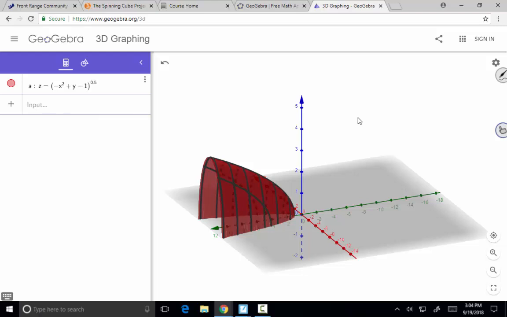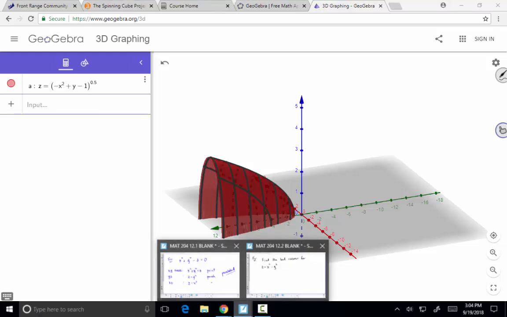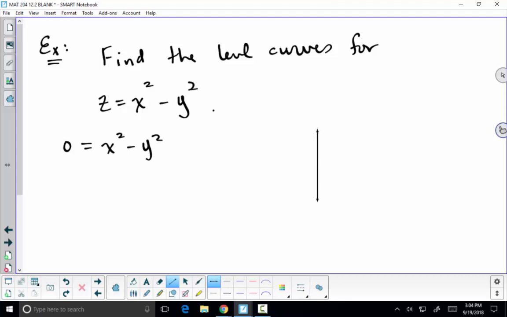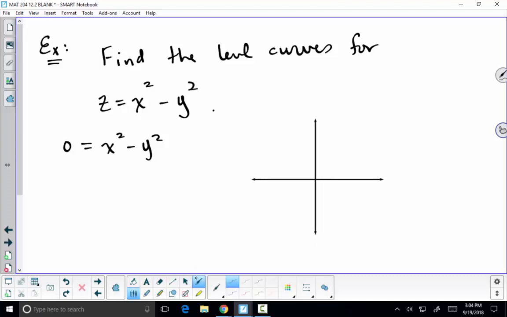All right, let's take a look at our three traces. Okay, so for our level curves, if we pick 0, what is that level curve? Y equals X? No. Wrong. Plus minus X. It's more than just y equals x. Y equals plus minus?